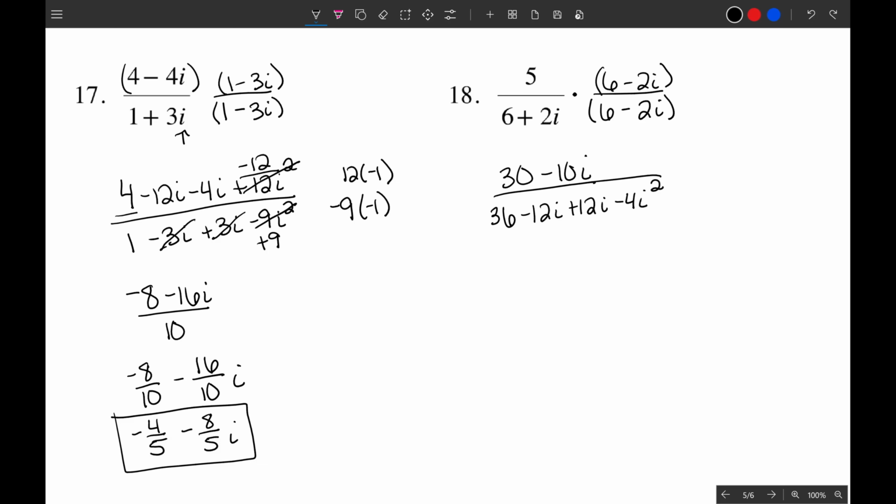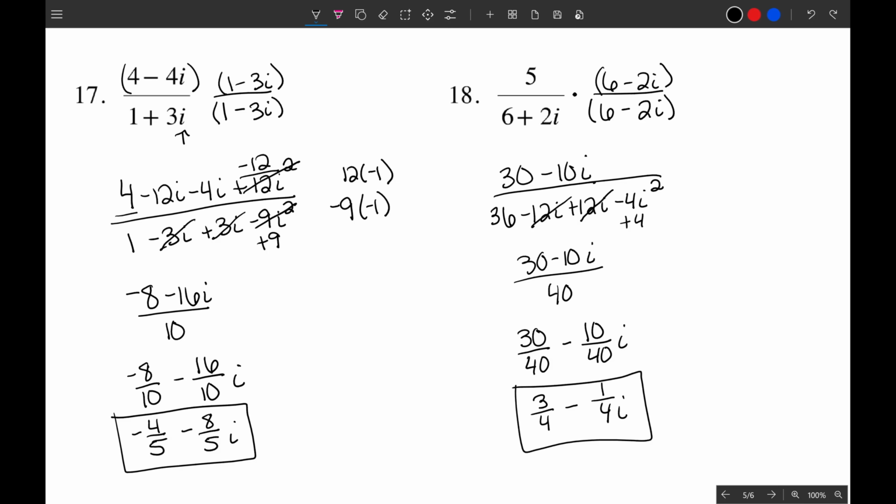So I don't have an i squared on top this time. So those will remain 30 minus 10i. On the bottom, I already know that this is going to be negative 4 times negative 1, which would give me positive 4. So 36 and 4 make 40. 12i and negative 12i cancel. And then I'm going to do 30 over 40 minus 10 over 40. 30 divided by 40 will reduce to 3 over 4. And 10 over 40 reduces to 1 over 4. And then we have our i.